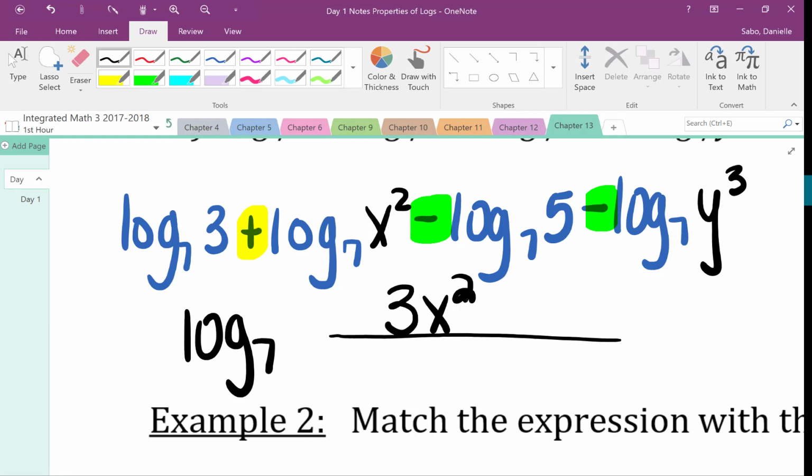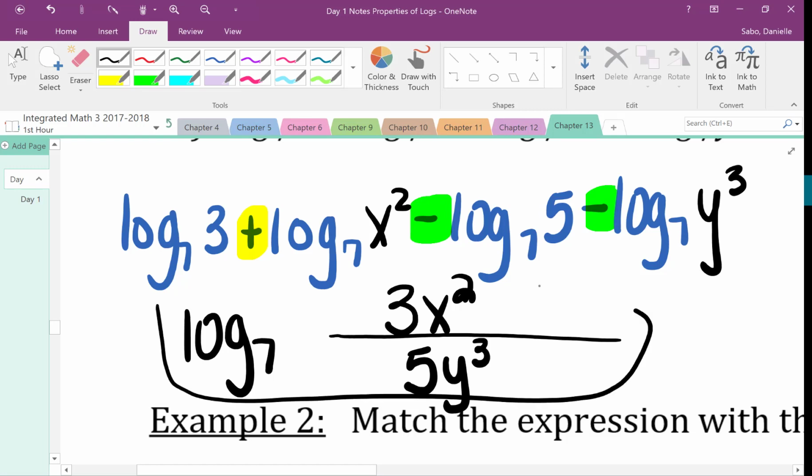Now that I'm subtracting, both of the arguments go to the bottom. Yeah, I know this is completely new to you. You just have to bear with me. You will get better at it. So I have this 5 going on the bottom and the y cubed. And that's your final answer, because I can't do anything with that.